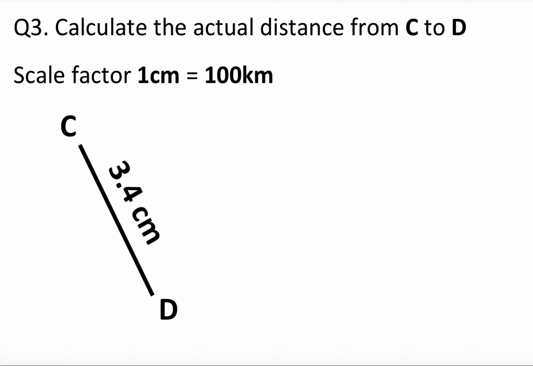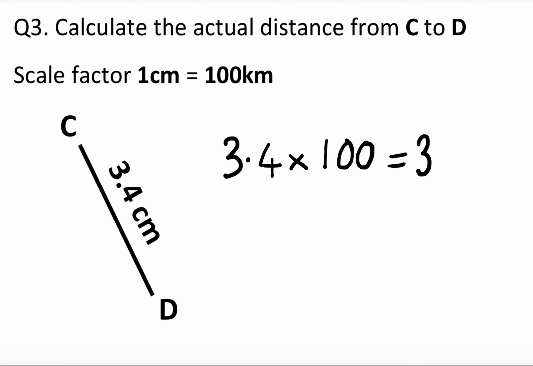So basically, if we want to know what the distance is in the real world, we would go 3.4 times 100, because it's 100 kilometres in the real world. And the answer to that is 340 km for kilometers. So that represents 340 kilometers on the map that you're looking at. Quite a long way, isn't it? 340 kilometers. I think that's quite a long way. Let's move on to the next question.